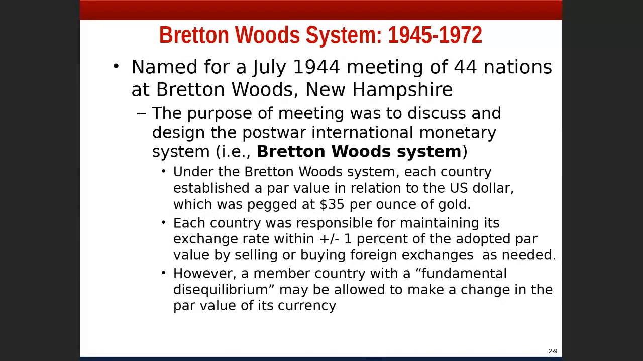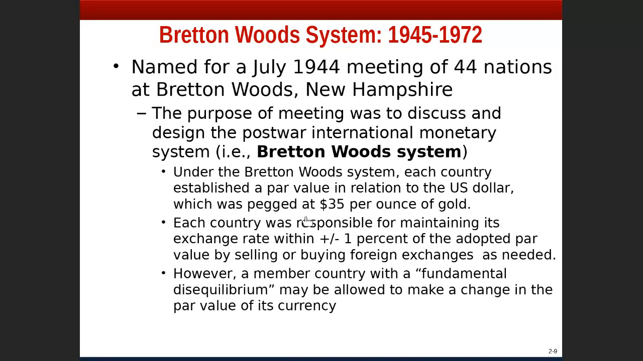Then came the Bretton Woods system, which was in place from 1945 to 1972, named for a July 1944 meeting of 44 nations at Bretton Woods in New Hampshire. Okay. The purpose of the meeting was to discuss and design the post-war international monetary system, that is, the Bretton Woods system. Under the Bretton Woods system, each country established a par value in relation to the US dollar, which was pegged at $35 per ounce of gold.